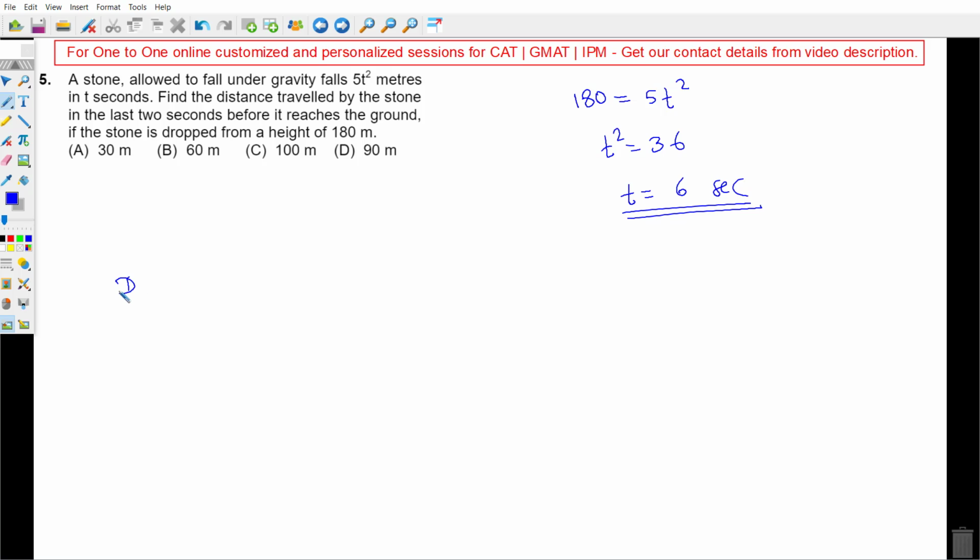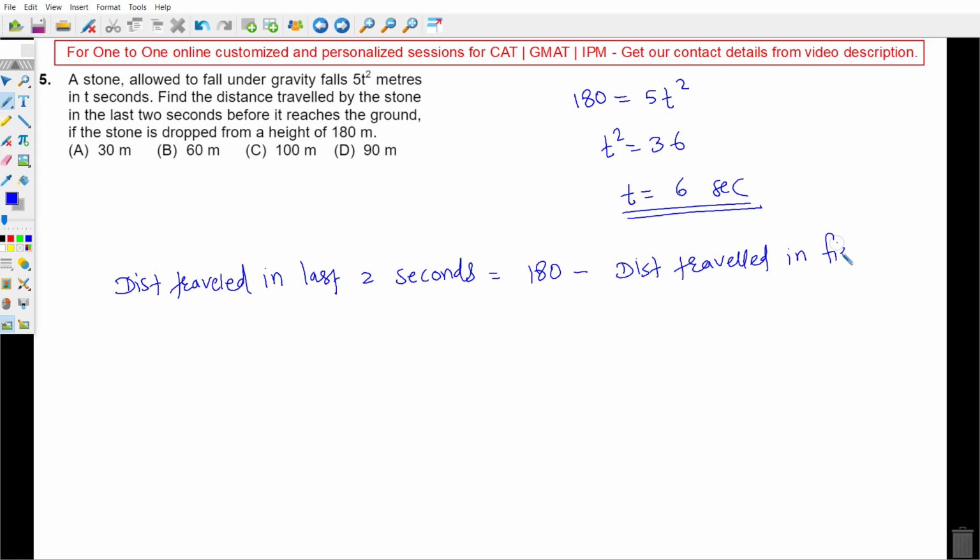Okay, so can I say distance traveled in last 2 seconds is equal to what? 180 minus distance traveled in first 4 seconds.